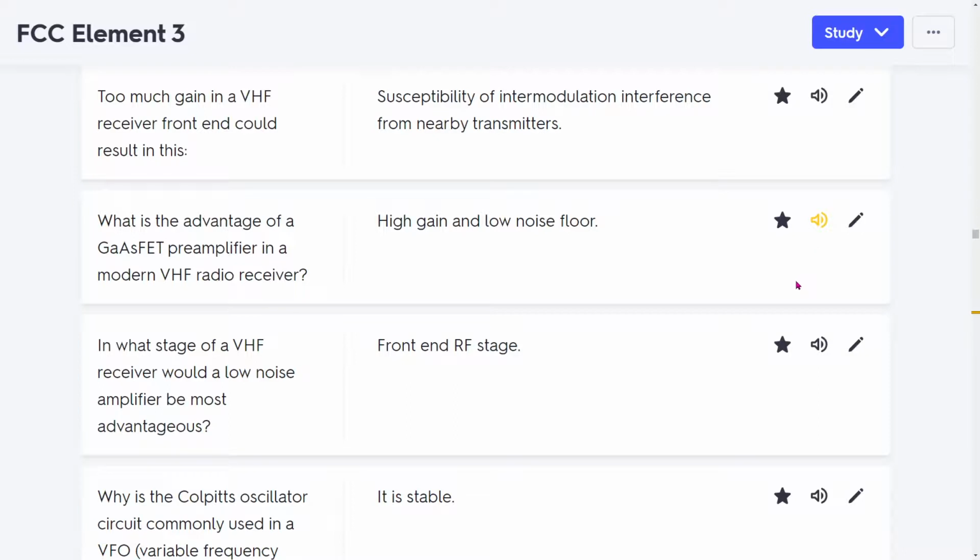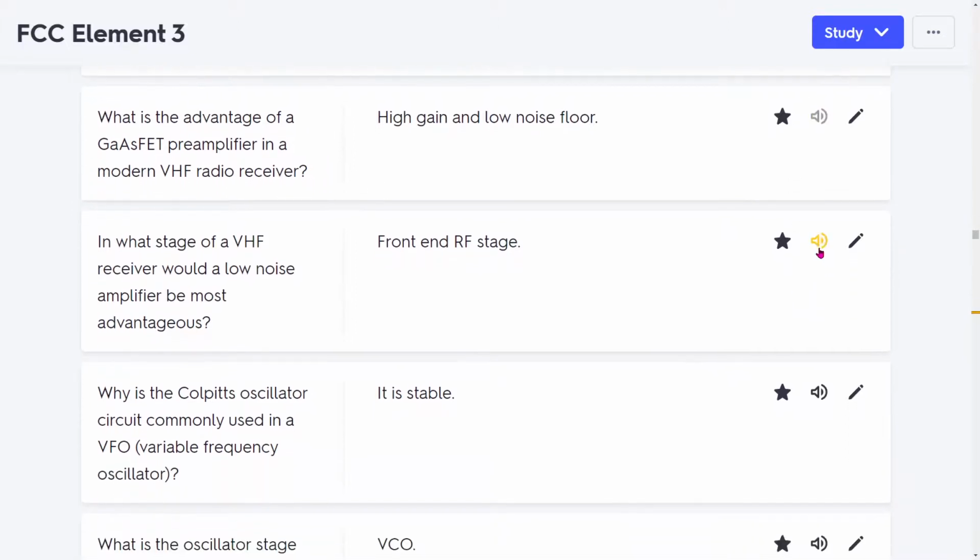What is the advantage of a preamplifier in a modern VHF radio receiver? High gain and low noise floor. In what stage of a VHF receiver would a low noise amplifier be most advantageous? Front-end RF stage.